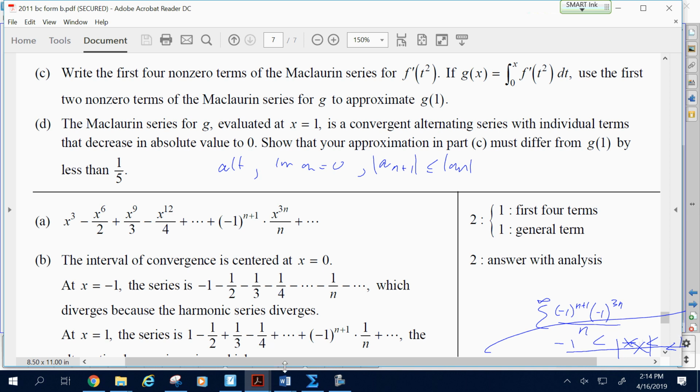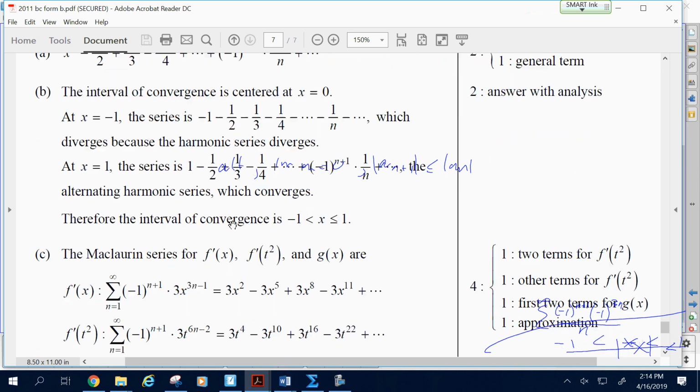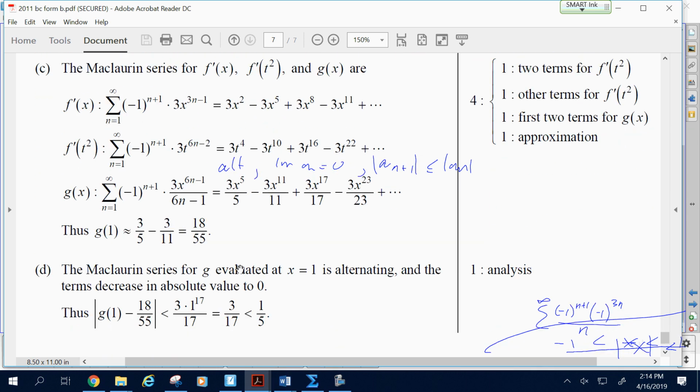You can go straight to the difference between... most of the students in the last class said S minus S2. That's fine. If you have S minus S2 is less than A3, no problem. A3 then is 3/17 once you put 1 in for x, and that is indeed less than 1/5 because 3/17 is less than 3/50, which is 1/5.